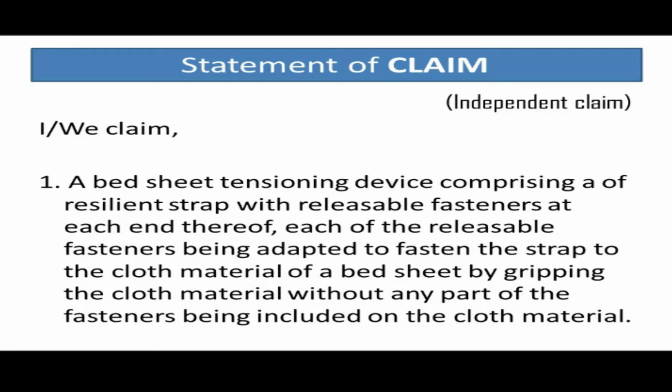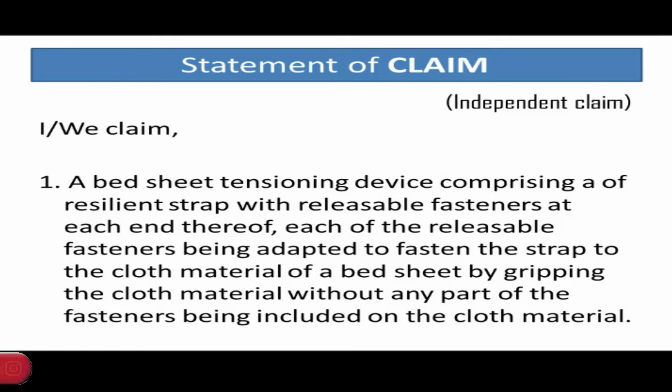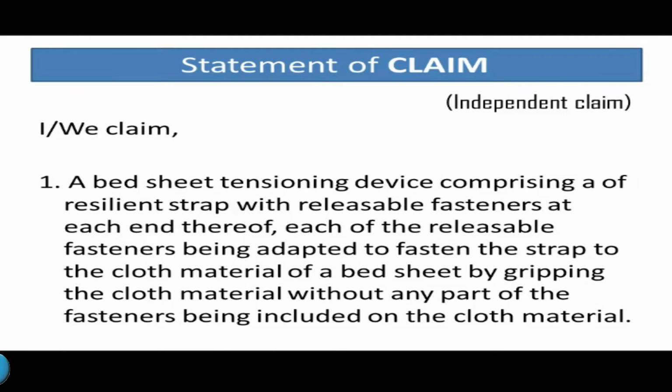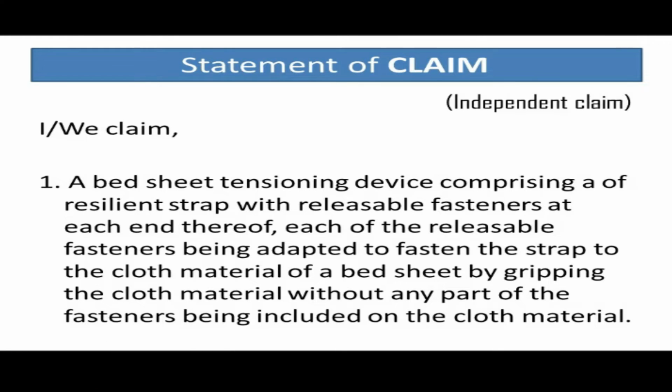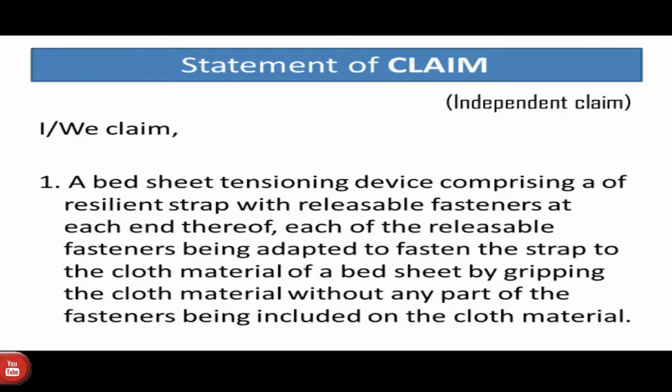You have an independent device, a simple one. You may laugh at it, but this will make us understand. So this will stand by itself. It is not referring to any other thing. It says that this is an independent claim. It says that you are claiming an invention with regard to a particular device, the bedsheet tensioning device, and it comprises of what?